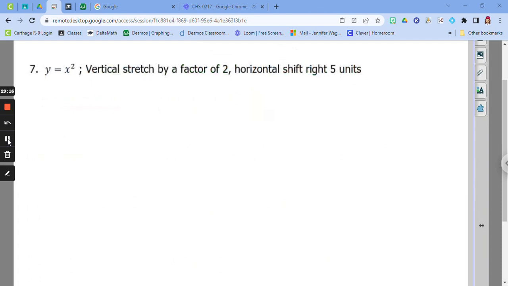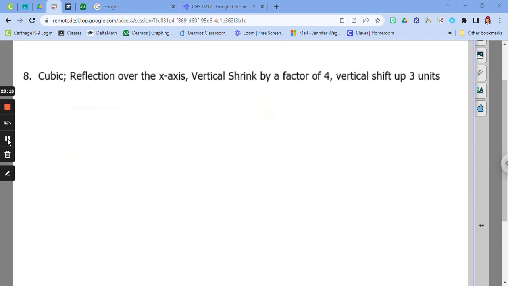So if we take a look at 8, vertical shrink by a factor of 4. That means it's 1/4. But it's a reflection over the x-axis, so that also means it's a negative 1/4. Vertical shift up, K is 3.